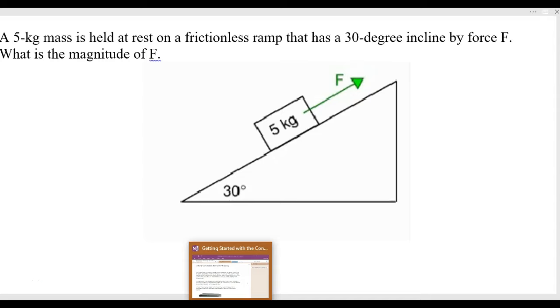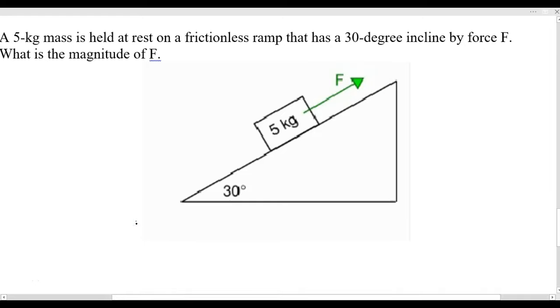Okay guys, so today we're going to work on incline problem number 2. This was assigned for homework yesterday. So we have a ramp that has a 30-degree incline, and there's a 5 kilogram box on that ramp. Alright, so let's draw a free body diagram.